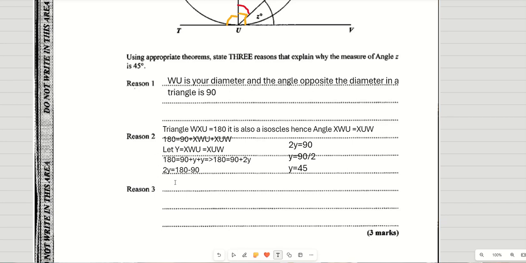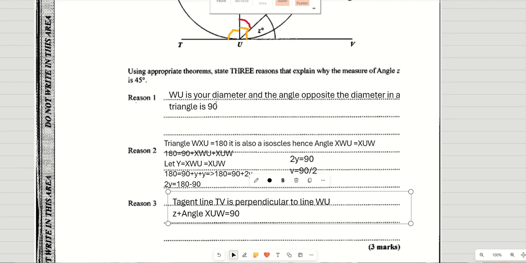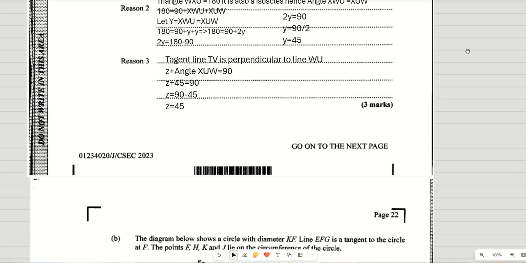Now let's get the third reasoning. Tangent line TV is perpendicular to line WU. So we said that angle Z plus angle XUW is equal to 90. So Z plus 45 is equal to 90, so Z would be equal to 90 minus 45. Z is also equal to 45. That would be your third reasoning. Right, and that is how you would do this question.